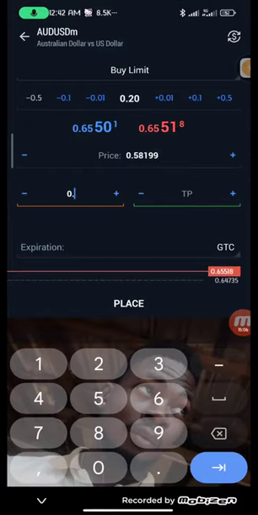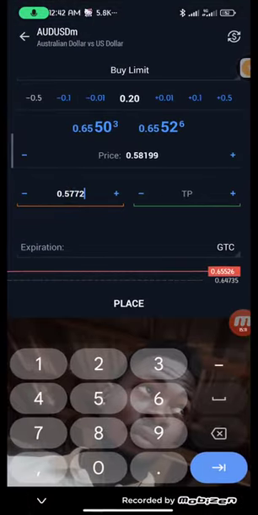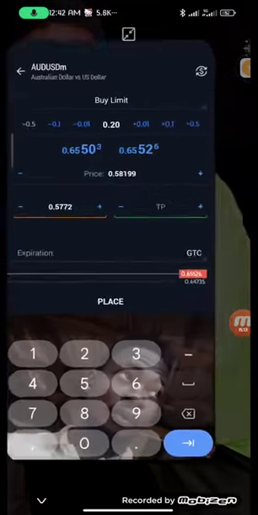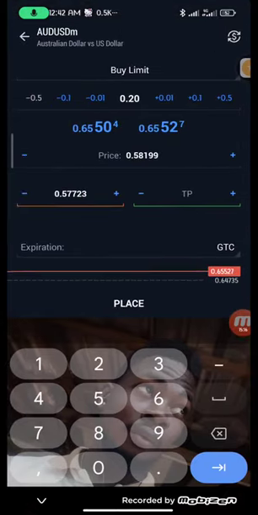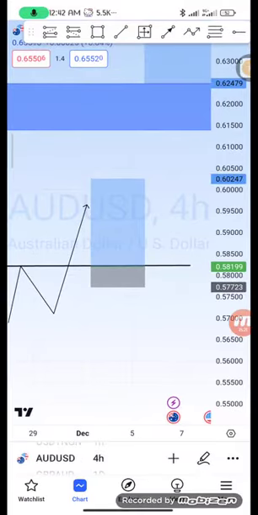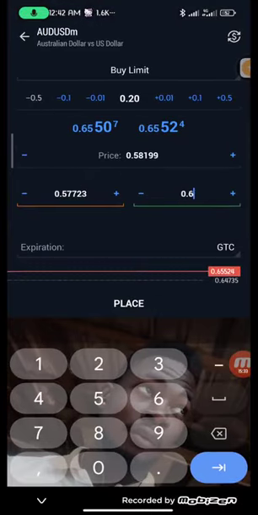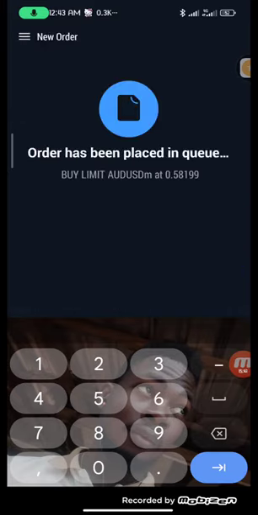Here is where you're going to put it: 0.57723. And my take profit, don't forget, our target is here, which is 0.6247. So that's for that, and I'll place order.